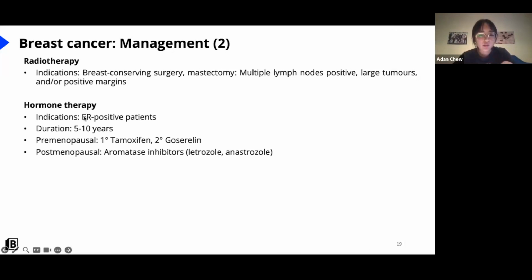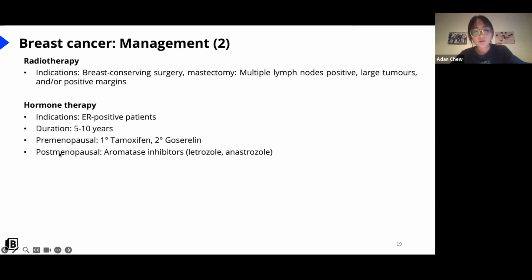Yeah, they're estrogen receptor positive. So usually we test for 3 receptors. That would be the estrogen receptor, the progesterone receptors, and the HER2 status, I believe. And for ER positive patients, you would start them for 5 to 10 years. If they're premenopausal, you would start them on tamoxifen, and the second line would be goserelin.